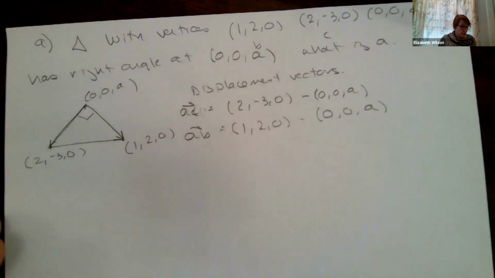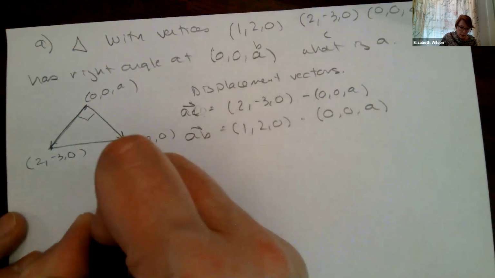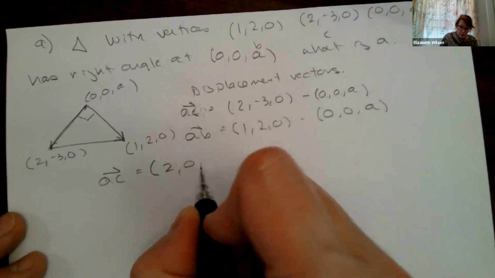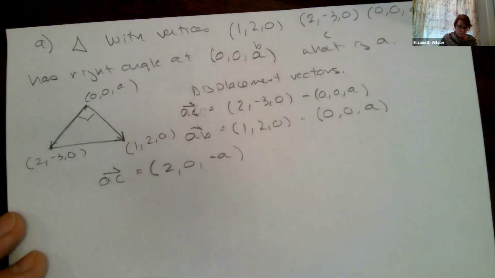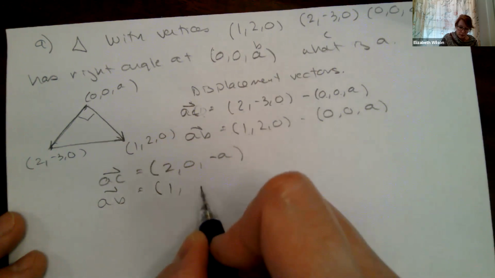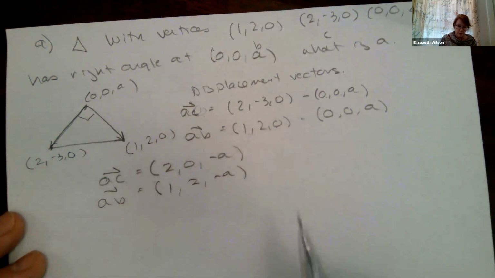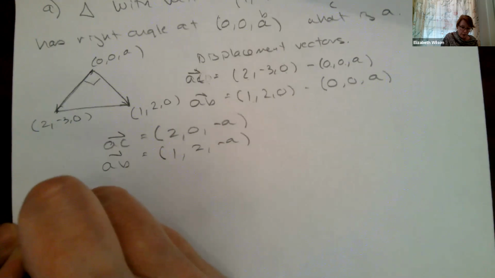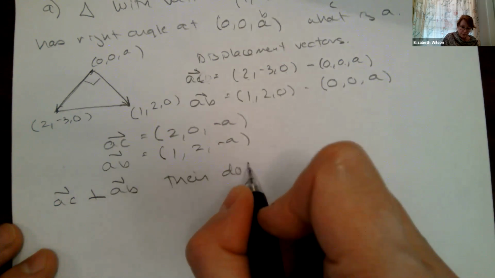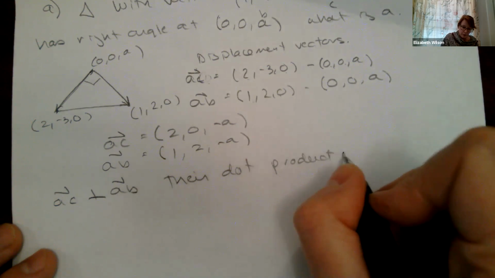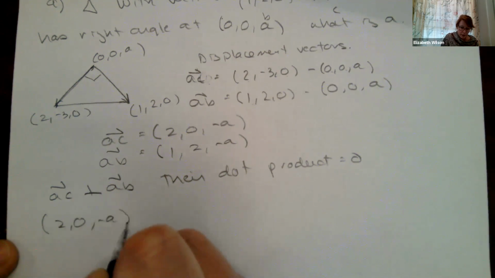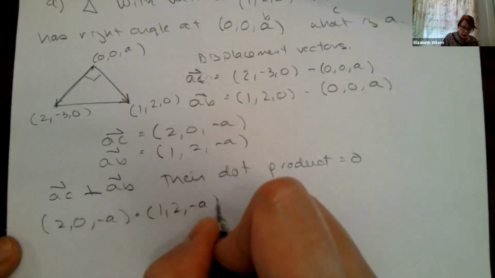That's an A, right? So now AC looks like this: 2 minus 0, minus 3 minus 0, 0 minus A. So there's a minus A right there. And then AB is 1 minus 0, 2 minus 0, 0 minus A. So I've got my two displacement vectors. Now if AC is perpendicular to AB, their dot product is equal to 0. So I'm going to take their dot product, (2, 0, -A) dot (1, 2, -A), and set that equal to 0.